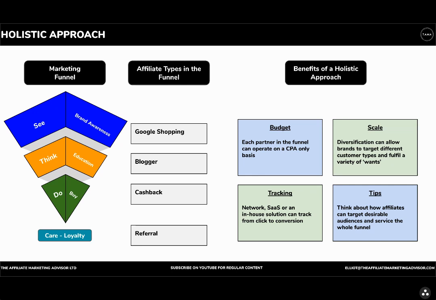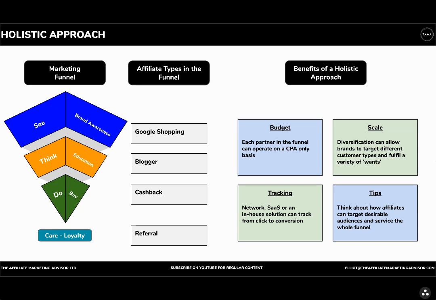So in terms of budget, each partner in the funnel can operate on a CPA only basis. And that includes Google Shopping. Affiliates will bid on a cost per click metric, but a brand will only pay when they convert. Some bloggers can work on a purely commission basis, likely with a sample as well. Cashback on a CPA, and referral can operate on a CPA as well. So you could operate this whole user journey on a paid and results model.